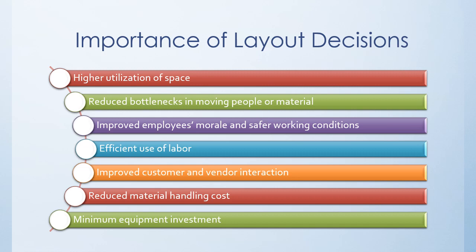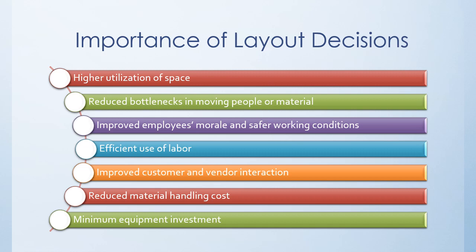Then the next importance is efficient use of labor. Labor here means workers. So workers' time can be fully utilized. So that is how we understand efficient use of labor. If facilities are properly arranged, machines are located at the right place, workers' place is also located at the right position, then the workers or the laborers do not have to move a lot. So their time can be fully utilized.